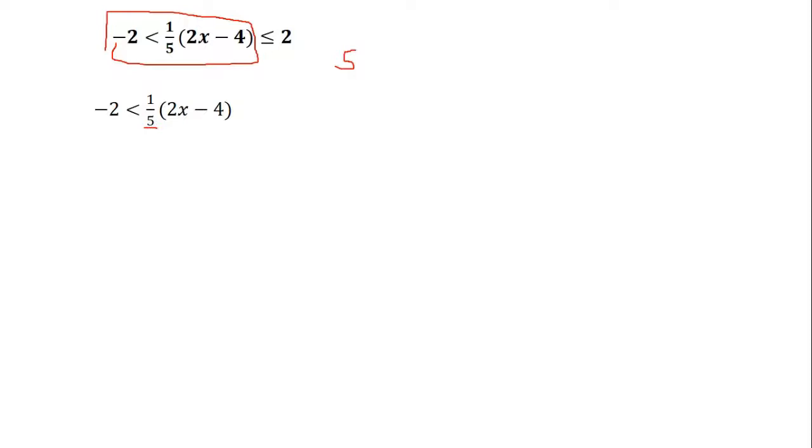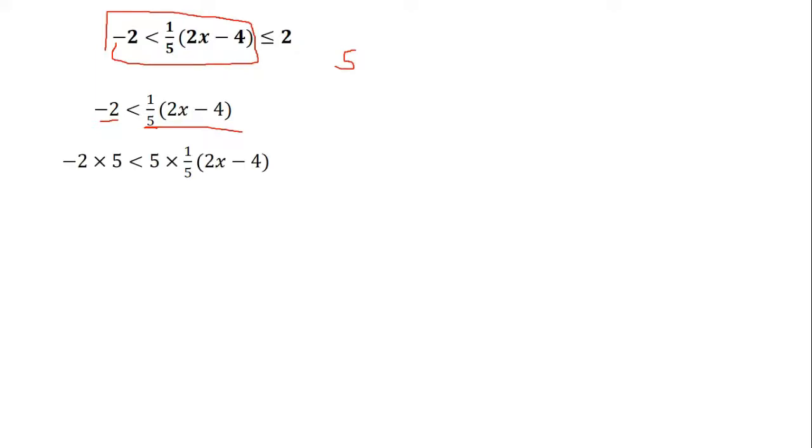Now after you've identified that also, you identify the terms in the expression. So here the terms are negative 2 and this whole expression, which is 1 over 5 into bracket 2x minus 4. So we've identified these two terms. Now what you do is that you multiply each term by the LCM that you found. The LCM is 5, so you multiply each term by 5.